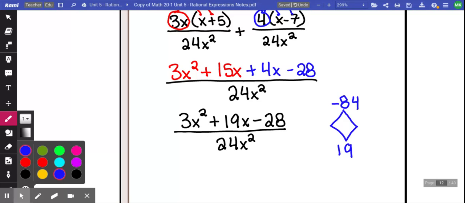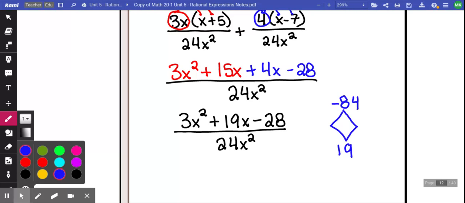So 84 and start dividing it by things. Divide by 2 wouldn't work. 84 divided by 3, 3 and 28 doesn't work. 84 divided by 4, 4 and 21 doesn't work. 84 divided by 6, 6 and 14 doesn't work. 84 divided by 7, 7 and 12. Oh, 7 and 12 looks like it might have potential because 7 and 12 does add together to be 19. However, I need to multiply to be negative 84, which means one of those values has to be negative. So this still doesn't work.